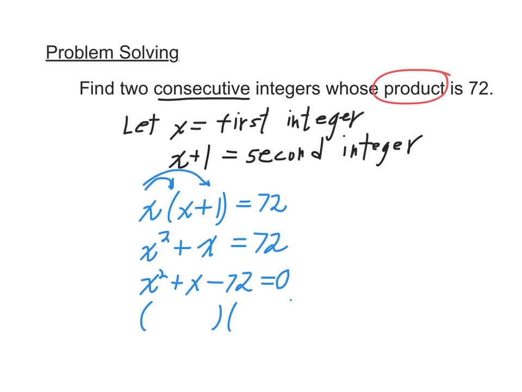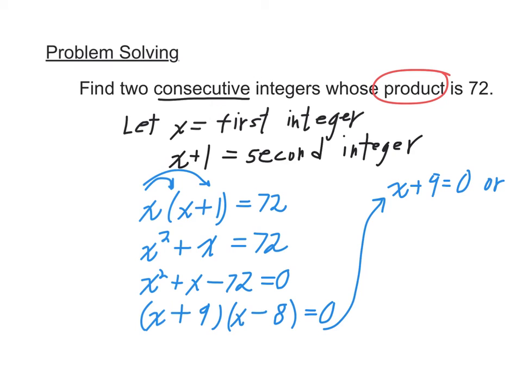This will factor. We need to think of two separate numbers that multiply together to give you negative 72, but add up to be 1. Lots of different factors. I'm going to go with 8 and 9, a positive 9 and a negative 8. Either x plus 9 equals 0, or x minus 8 equals 0. There's two solutions, negative 9 or positive 8.